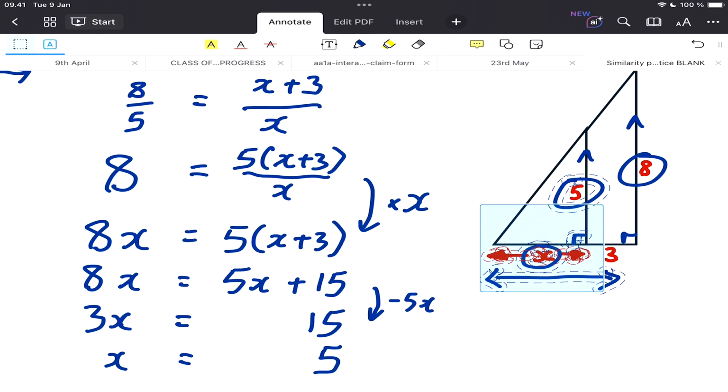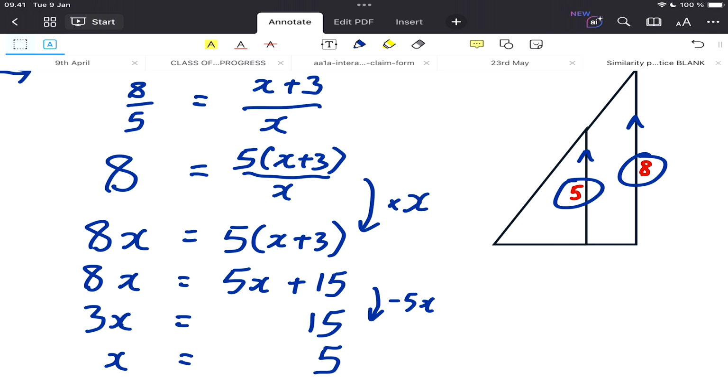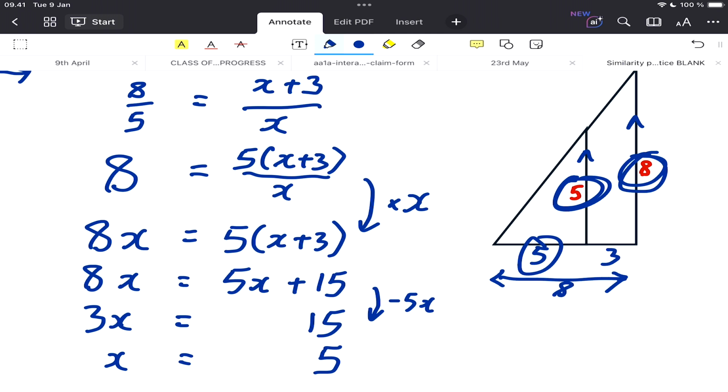So actually, as it's turned out, that's 5 there, that's 3 there, and that's 8 there. So they're actually both 5 and 5, 8 and 8. It doesn't look like it from the diagram, but of course in exams, diagrams are never really drawn accurately.